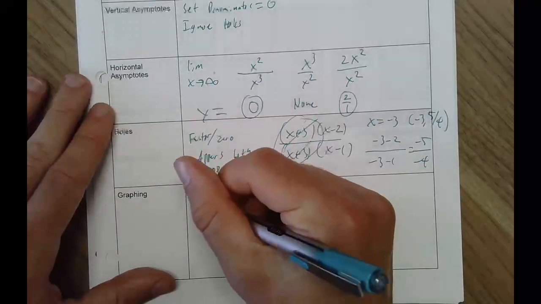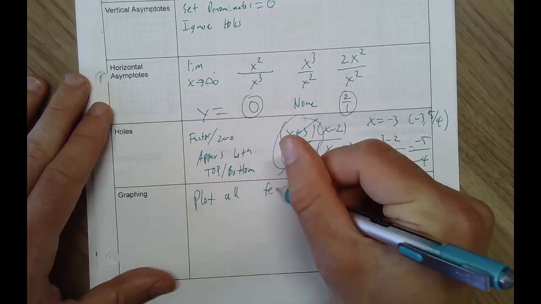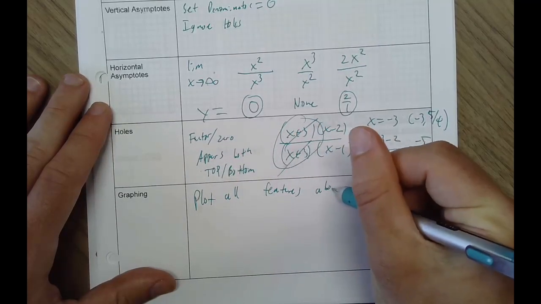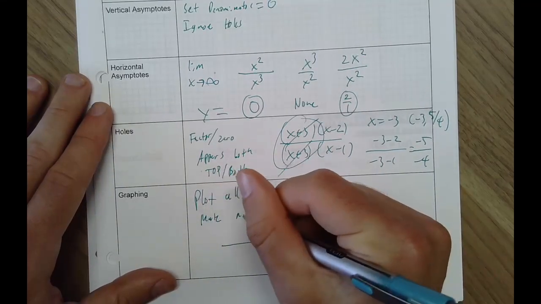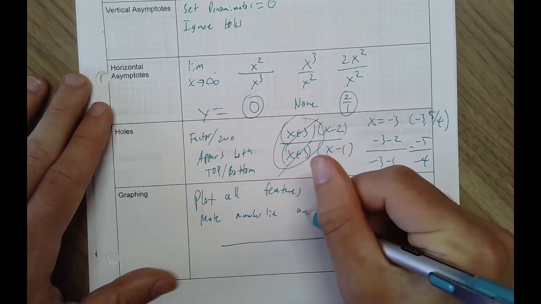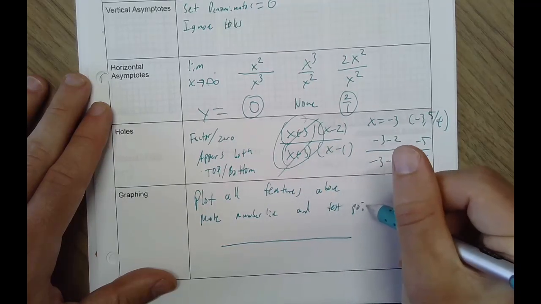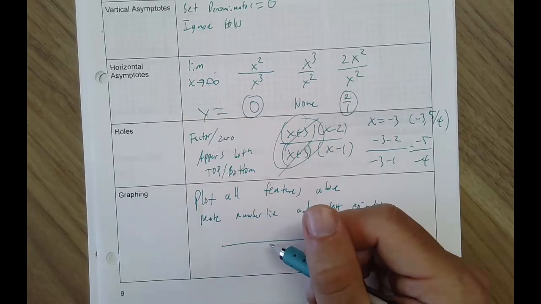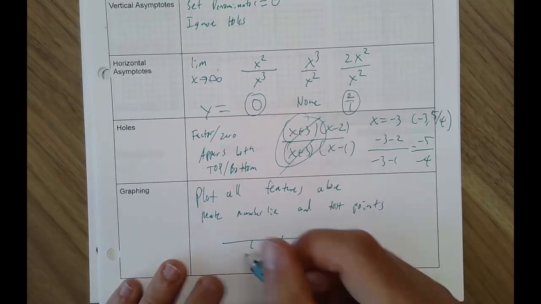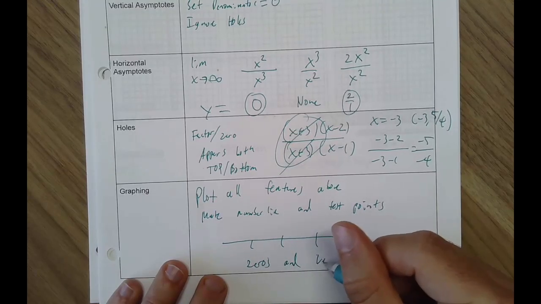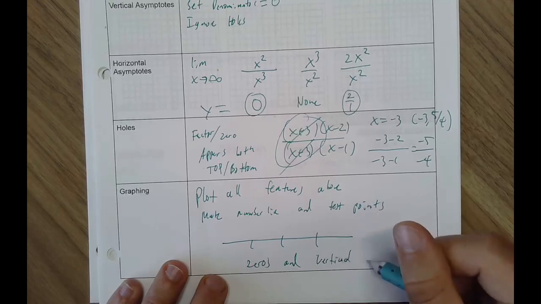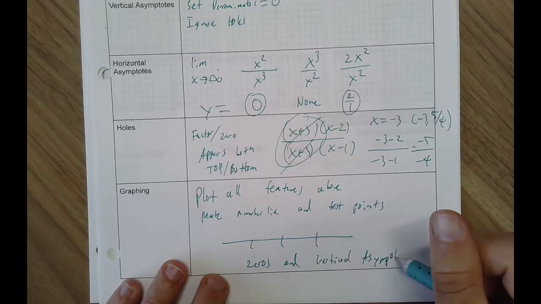For when you're graphing, you plot all features above. Make a number line and test points. I'll do this in the next example, but here you'd have the zeros and vertical asymptotes, and you test points to see whether it's positive or negative. Okay? Let's do some practice of that.